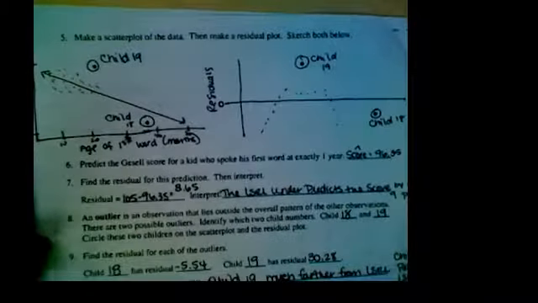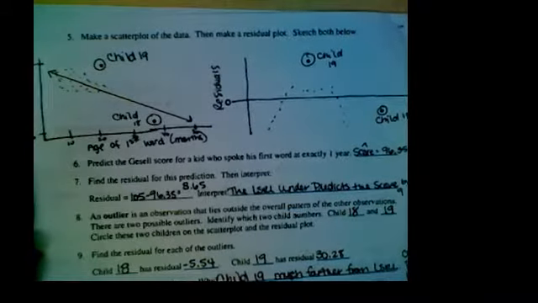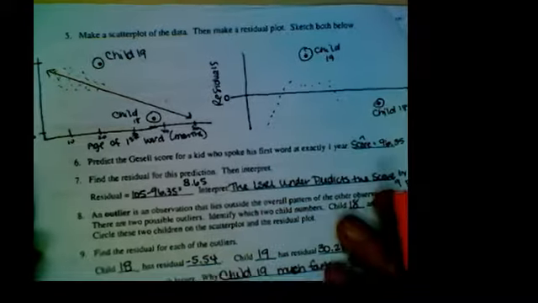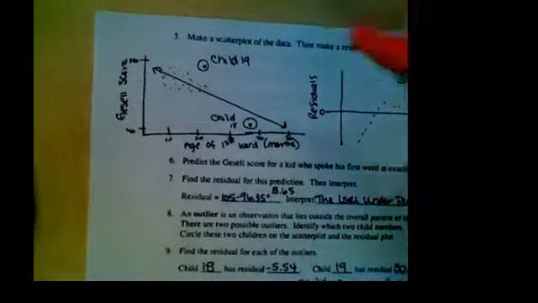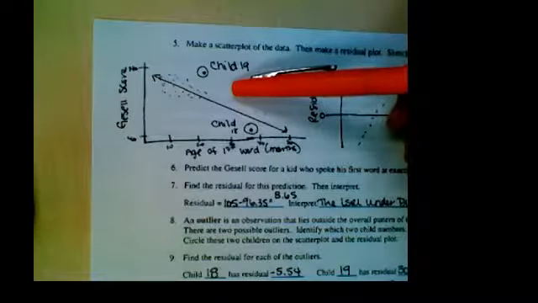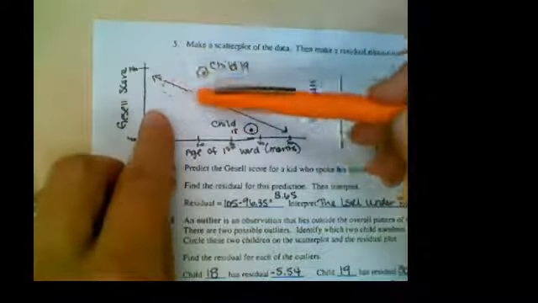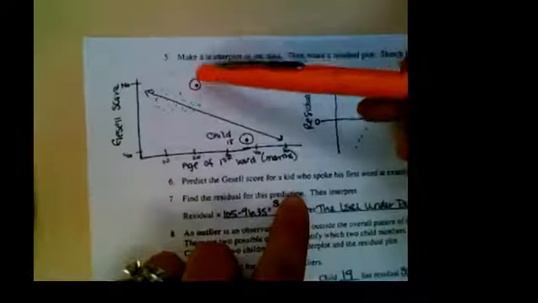And I'm trying to get you guys a better image here. Okay, so if we make a scatter plot of the data, so we go ahead and put all of that data into our list, and we just make a regular scatter plot, it's going to look like this graph right here. Okay, we have all of these kids that are right here, and then we have a child here.